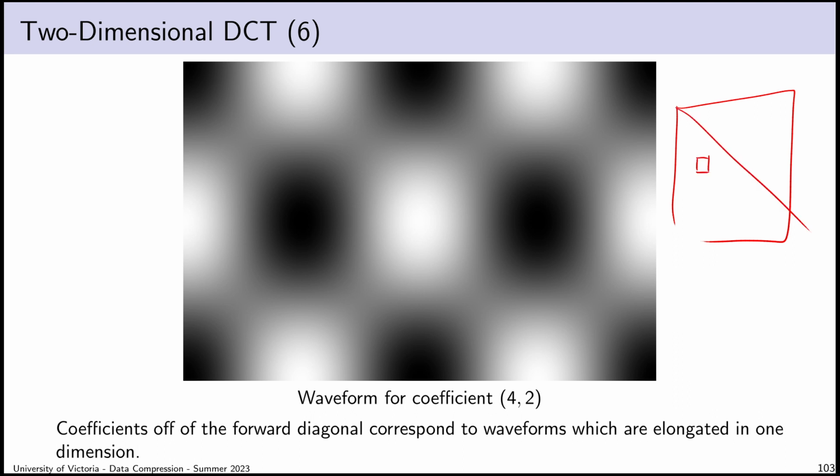Notice how that means that the horizontal and vertical waves have different frequencies, and therefore we'll get this sort of elongated pattern. The horizontal wave, so this would be xy coordinates, so this would be x is 4, y is 2. The horizontal wave has a high frequency, the vertical wave has a lower frequency. And so we get this elongated thing.